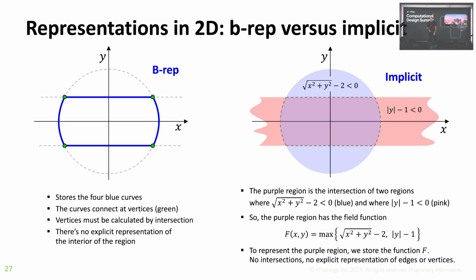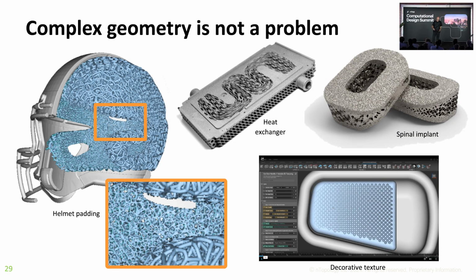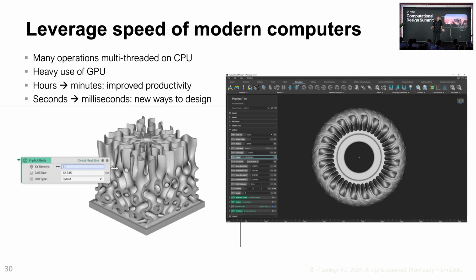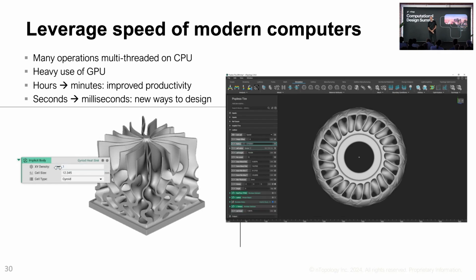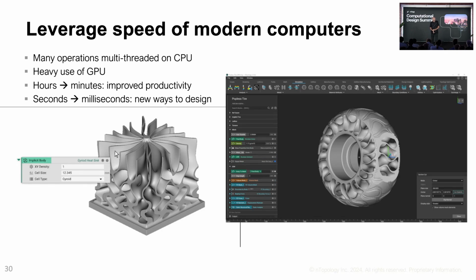So we get the reliability we want. Complex geometry is not a problem. You've seen examples that are much better than mine, so we're good at that. We're leveraging modern computers. We can do things fabulously fast. It's really quite amazing.